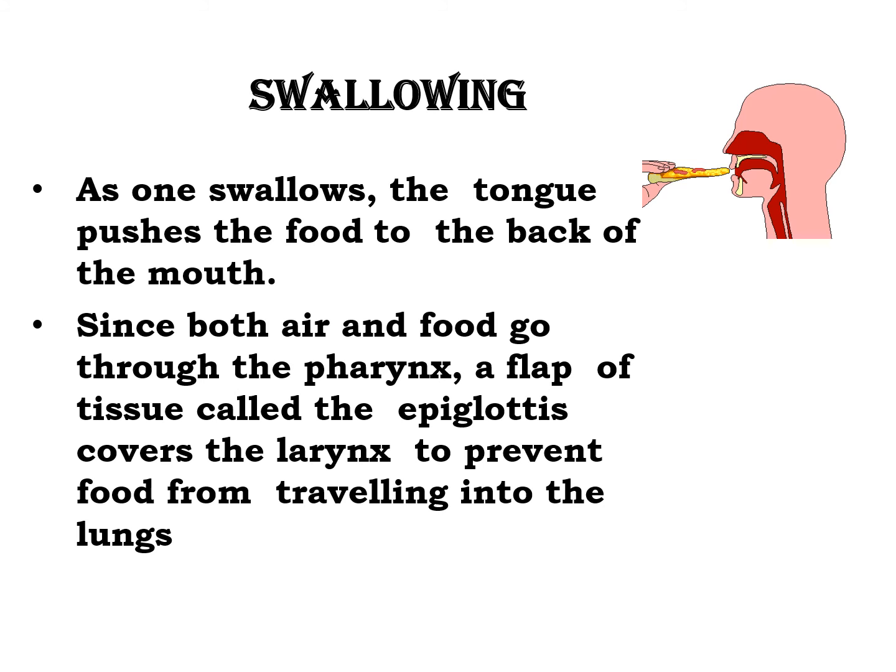Swallowing. As one swallows, the tongue pushes the food to the back of the mouth. Since both air and food go through the pharynx, a flap of tissue called the epiglottis covers the larynx, which prevents the entry of food from the oral cavity into the lungs, and it allows only the food to enter from the pharynx to the esophagus.